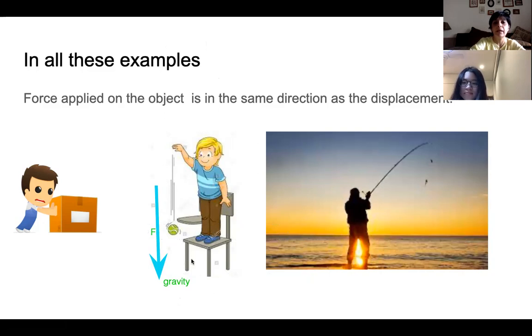Okay. Now tell me, displacement of the ball. The ball was in the boy's hand. What is the displacement? Which direction is the displacement in? Downwards. Downwards again. So displacement is also in the same direction. So in this case also we can say work is done. But who did the work? Gravity. Gravity did the work.